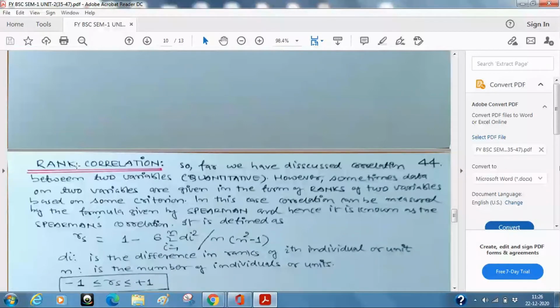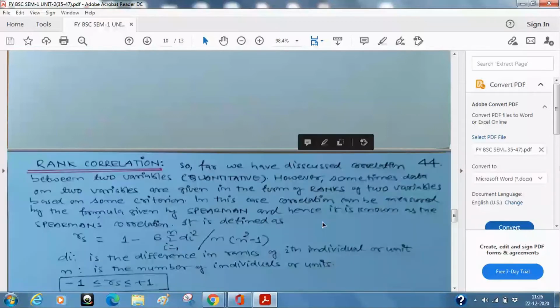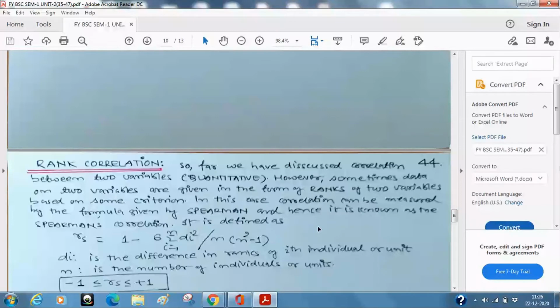So we write it like this. This is the formula: 1 minus 6 times summation over i equal to 1 to n of di square, upon n into n square minus 1. Sir, how did you get it? Don't worry, we will prove it. I repeat, we will prove it. But let me tell you one thing. There are two things we have to understand. One is that 6 is a number.